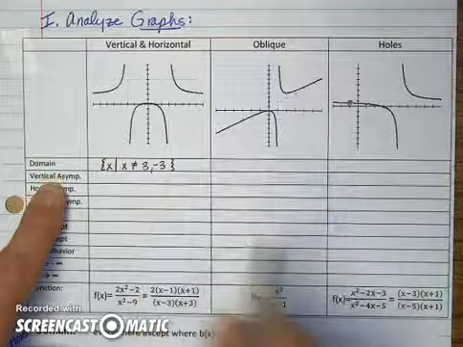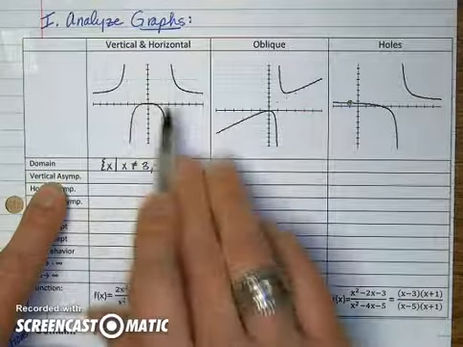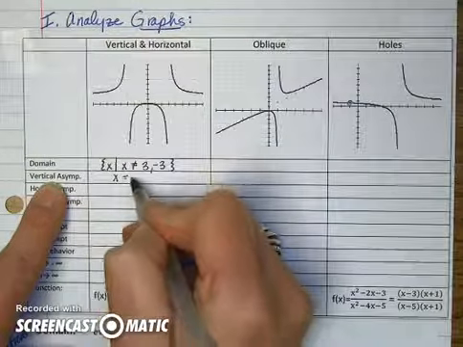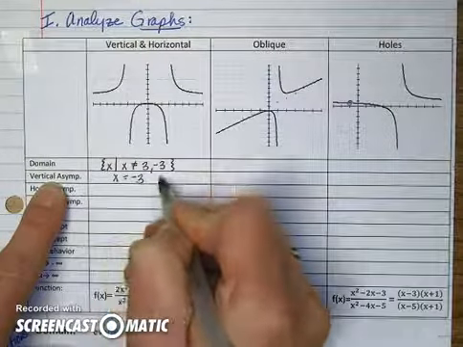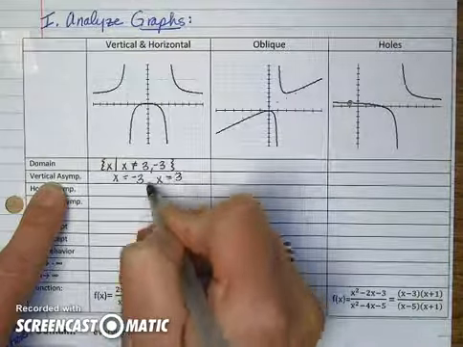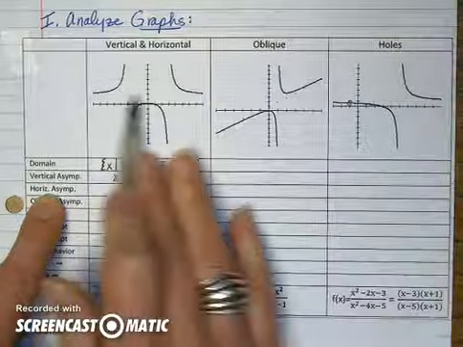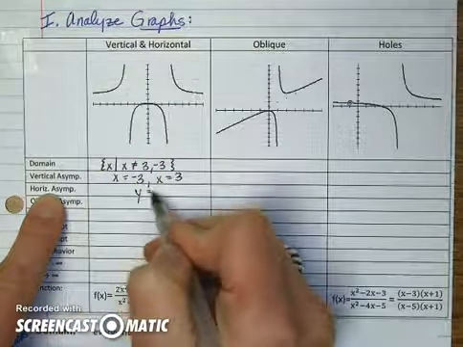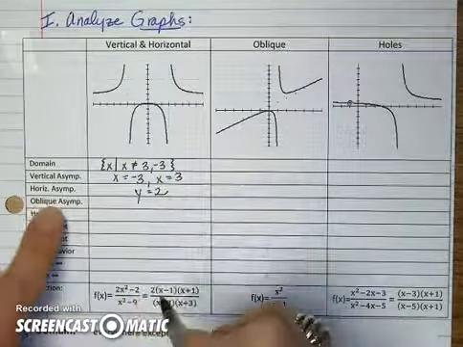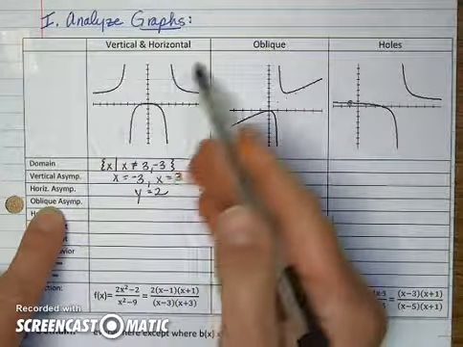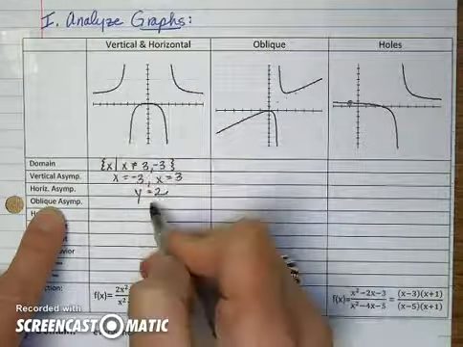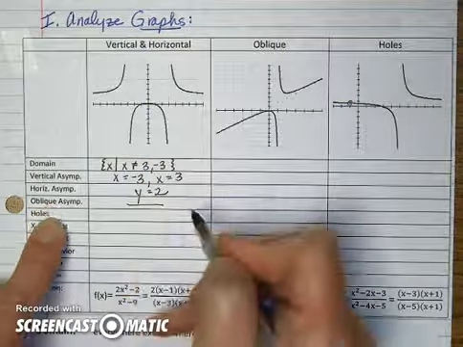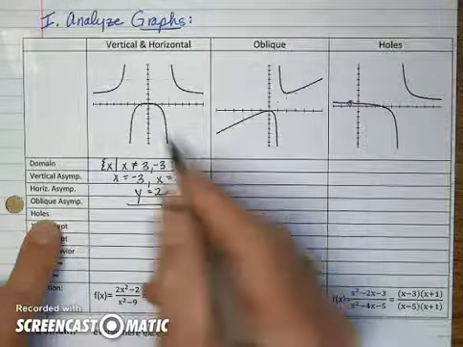Vertical asymptotes, we can tell are equal to this. Now you can't just write 3 and -3. I want the line. x equals -3 and x equals 3. Horizontal asymptote, well, you can tell here that it's at 2. An oblique asymptote, I don't have any slant asymptotes or any diagonal asymptotes, basically. Do I have any holes? It doesn't appear that I do.